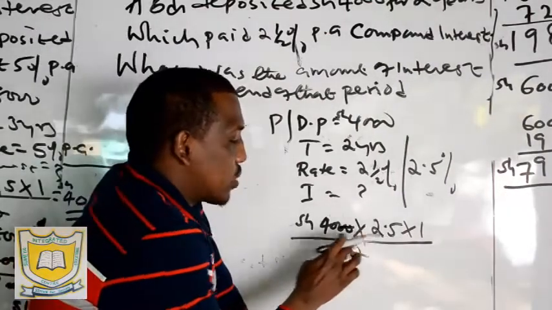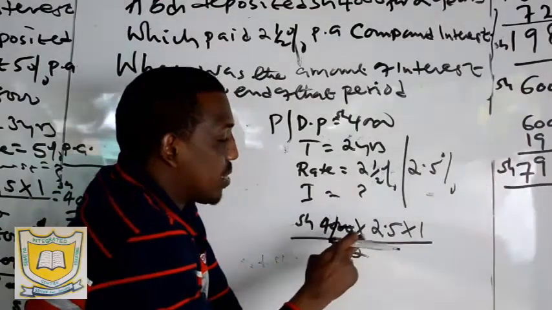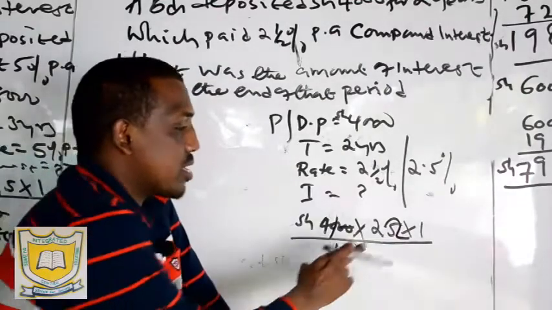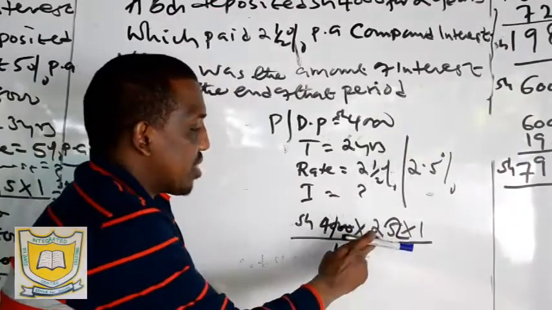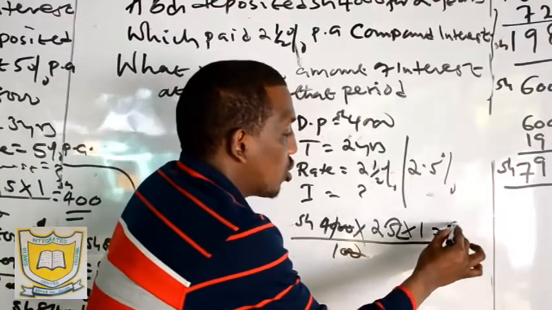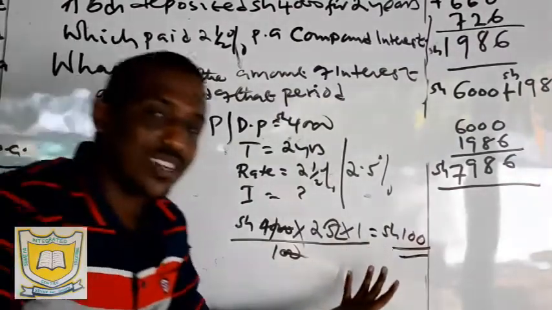Now we remove that. This one has a decimal, and the other number has 0. What you do, you kill the 0 when you are multiplying, then you remove the point. Here remains 20, here remains 25. 25 times 4, you will get 100. So here is shillings 100. That is now the interest of the first year.